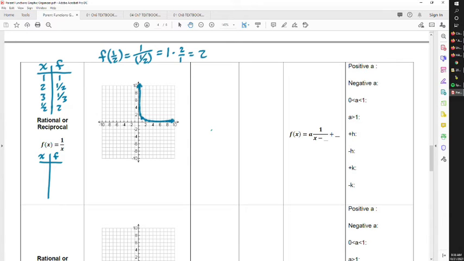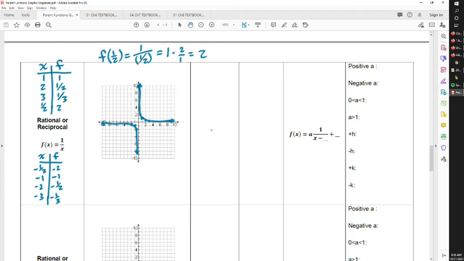Okay, so here, let's plug in some negatives. -1/2. Oh. -1, -2, -3. Now the -1/2 is going to give us a -2. The -1 is going to give us a -1, and the -2 is going to give us a -1/2, and the -3 is going to give us a -1/3. Okay, so when I graph those, let's see, the -1/2 gives me -2, so boom, right there. -1 gives me -1, -2 gives me -1/2, and -3 gives me -1/3. So we have the same thing happening right here. There's your reciprocal function. Okay, it's kind of weird, huh?